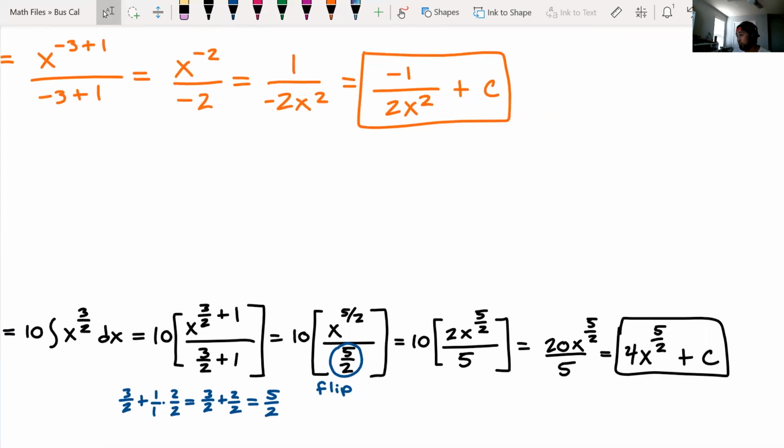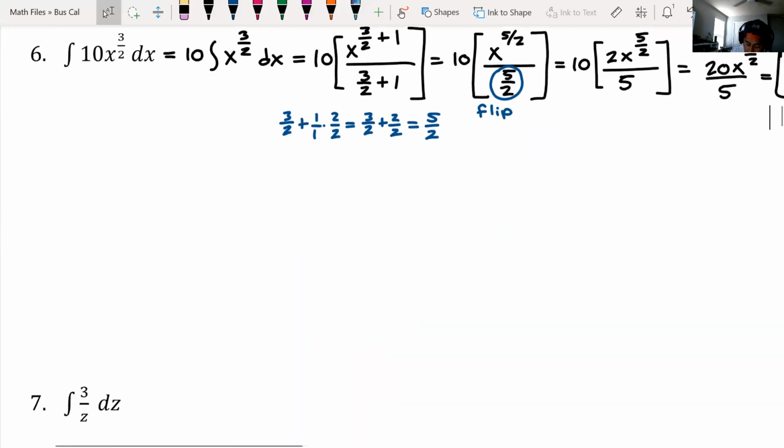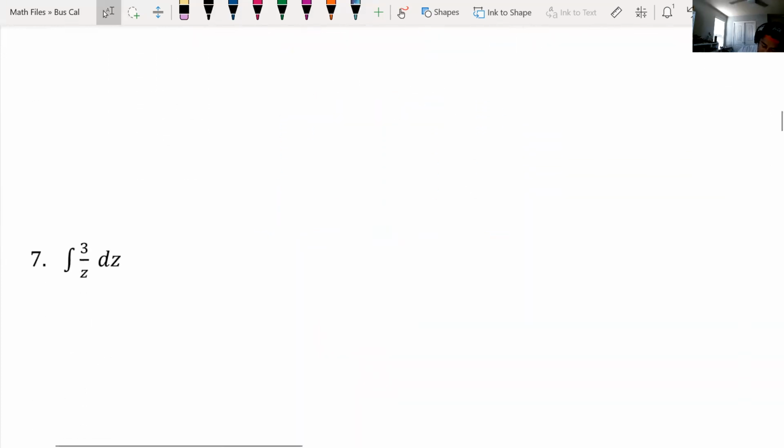Any questions on that one with all the fraction work? Breathe it in. Okay. Keep moving. 7.